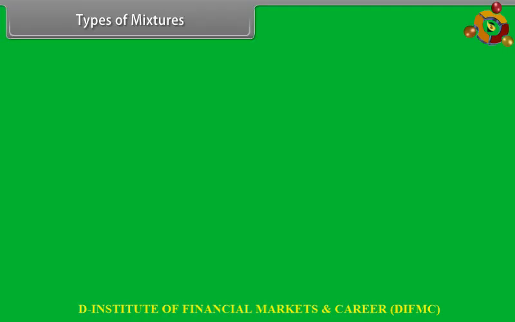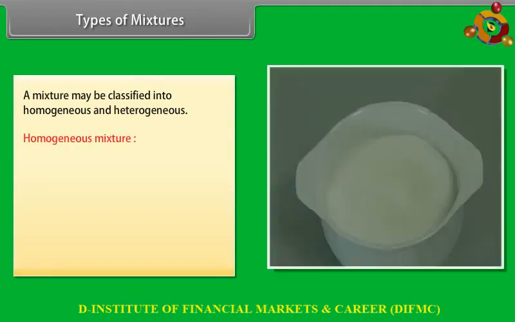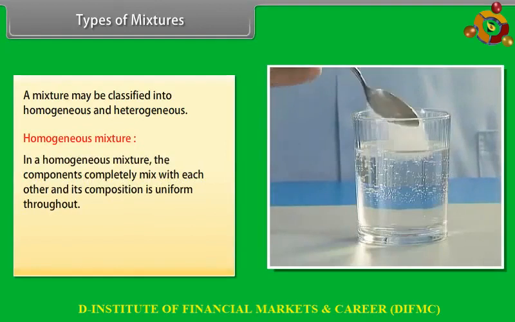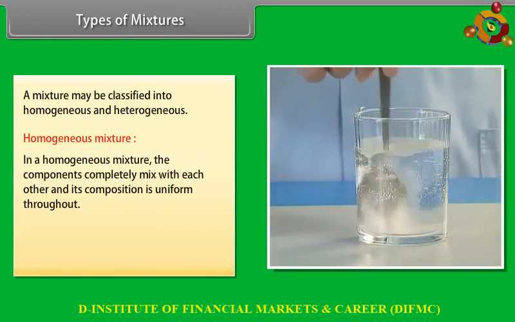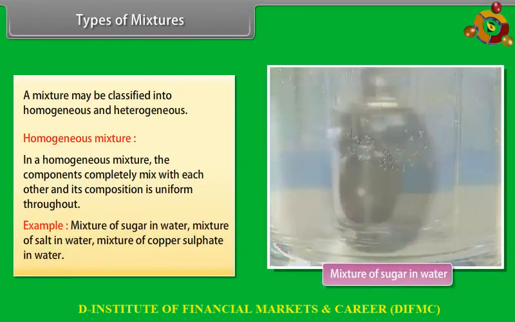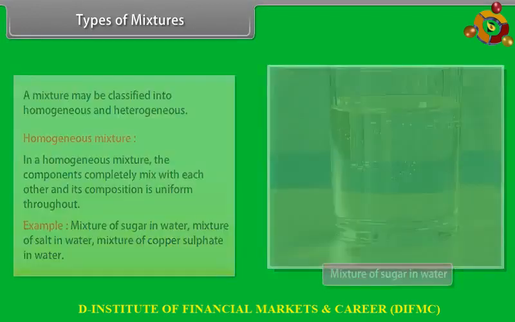Types of mixtures. A mixture may be classified into homogeneous and heterogeneous. Homogeneous mixture. In a homogeneous mixture, the components completely mix with each other and its composition is uniform throughout. Example, mixture of sugar in water, mixture of salt in water, mixture of copper sulfate in water.